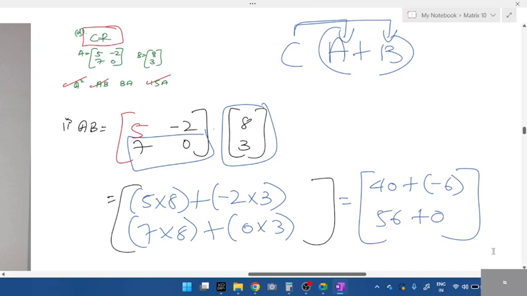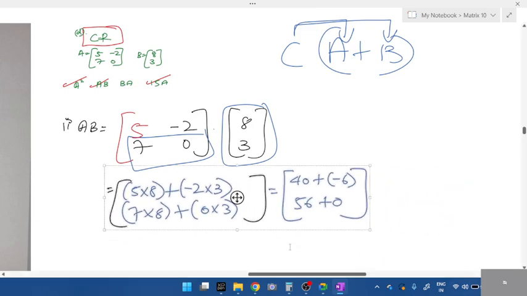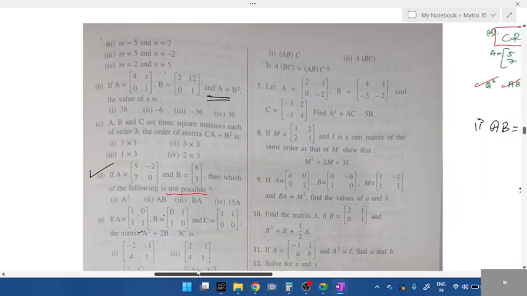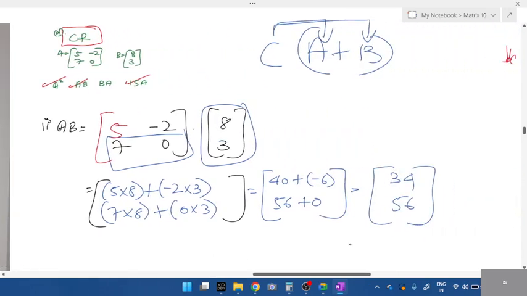Whoever has the textbook with you can check the answer. Once we are done, check and let me know. 40 plus into minus is minus 6. What's the answer? 34 by 56. Yeah, just check that it's correct. Okay. Just keep a bookmark, students. Keep a pen or pencil in the answer column page. As we solve, just check. AB is possible. Next one, BA is given. First complete this. Go through what I've written.